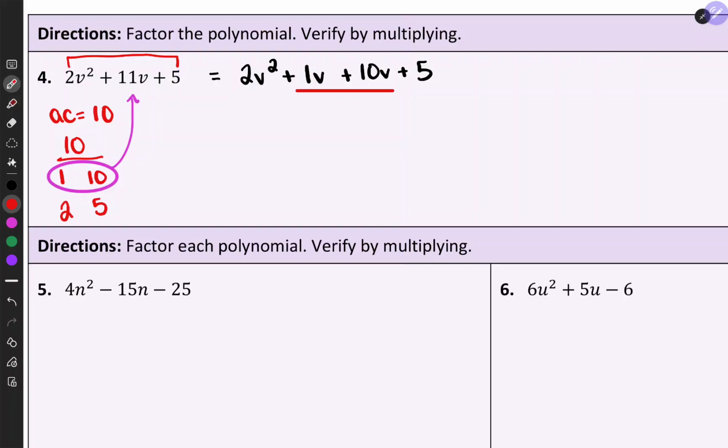So 2v squared plus 1v plus 10v plus 5. We have common factors between 2v squared and 1v. And that would be v, right? They each have a factor of v, so I can factor that out, leaving 2v and 1.